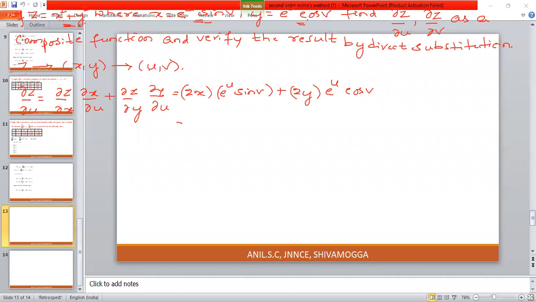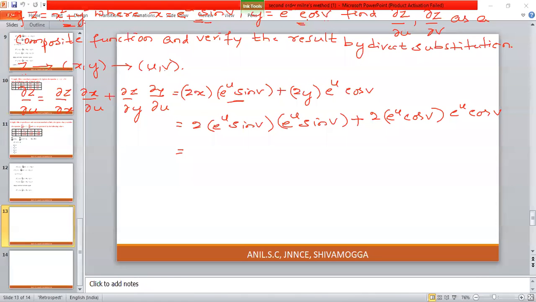Therefore, this is equal to 2 into x. It's given that x is e power u into sin v, so 2 into e power u sin v into e power u sin v, plus 2 into y. Y is e power u into cos v, and this is e power u cos v.